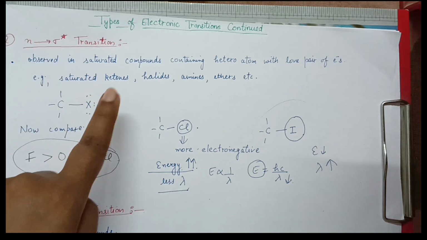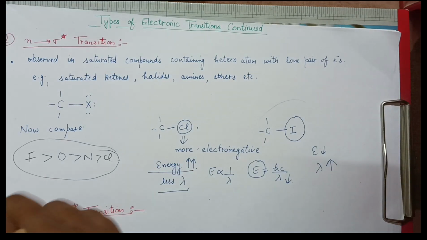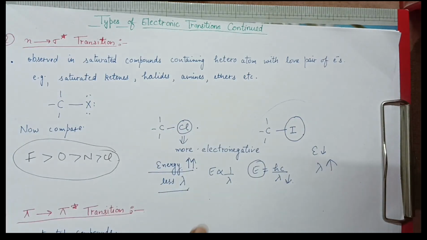So lone pair of electrons are found where? In saturated ketones, halides, amines, ethers, etc. So these will be the type of compounds which will show n to sigma star transitions.